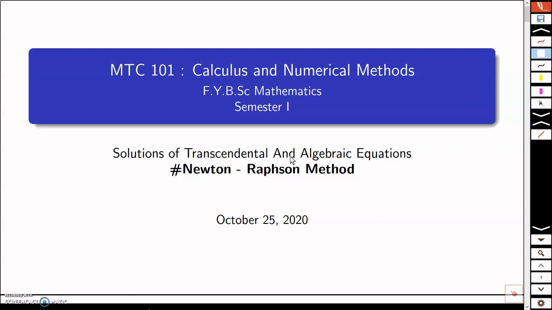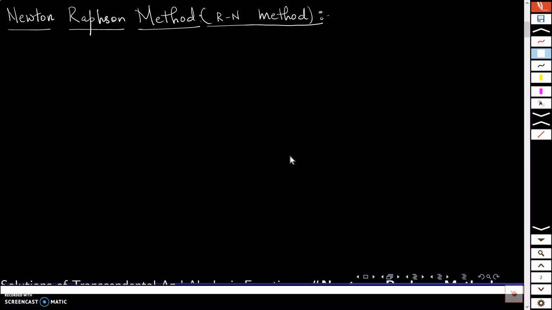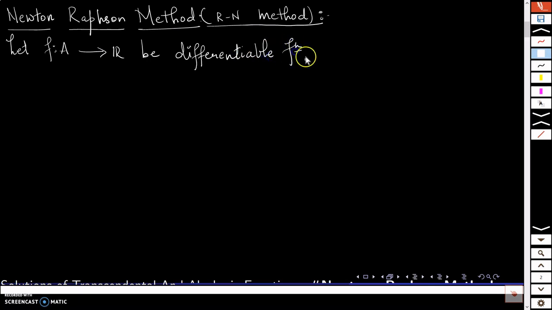All right. So let's see what is this Newton-Raphson method. Supposing I have a function with me from some subset A of R to R, which is differentiable. So its derivative exists at each point in the domain, that is A.